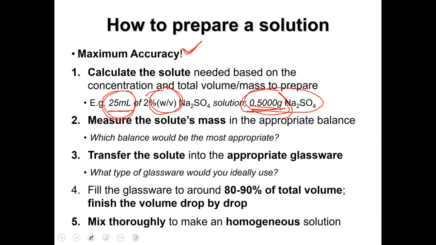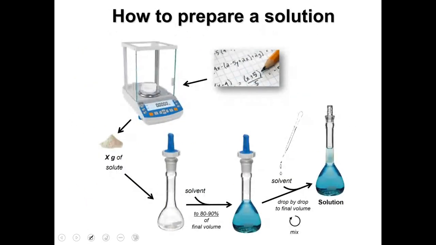Your final concentration will be lower than what you are trying to achieve. Again, accuracy is a must in this case. So you will first bring it to about 80, 90%, and then you would take up a Pasteur pipette and you go drop by drop until you reach exactly 25 milliliters. And then you will mix it, because obviously it has to be a homogeneous solution mixture.